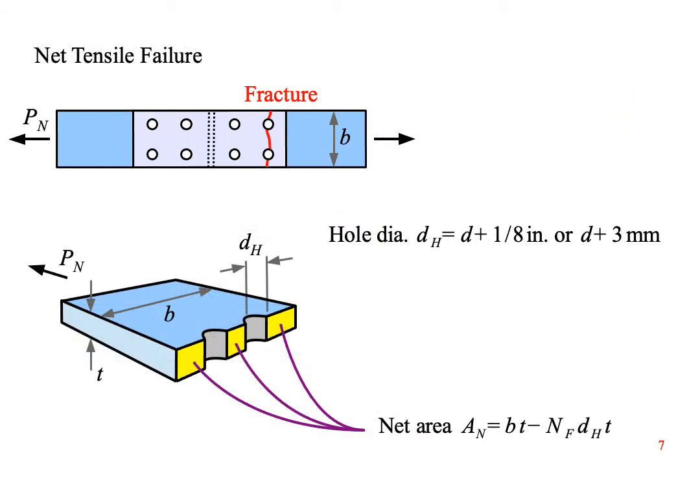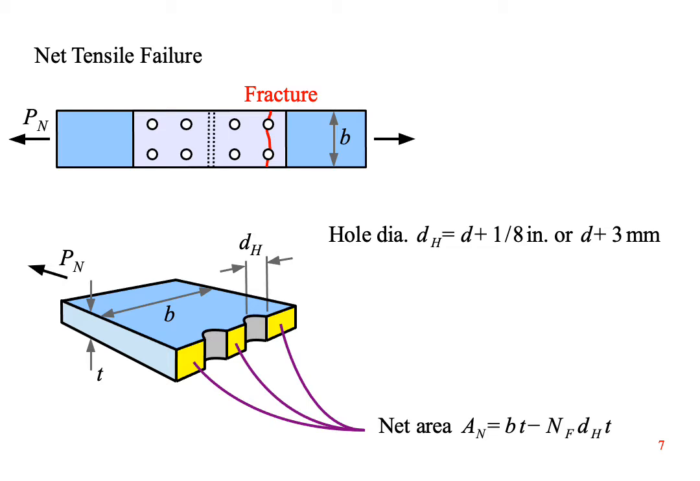The fourth failure mode is called net tensile failure. Here, the plate fails at the bolt holes. In steel structures, we need a tolerance on the hole size so the bolts are easy to insert, even if the drill goes a little off-center when the hole is made. Calculate the hole diameter by adding 1/8 of an inch, or 3 millimeters, to the bolt diameter.